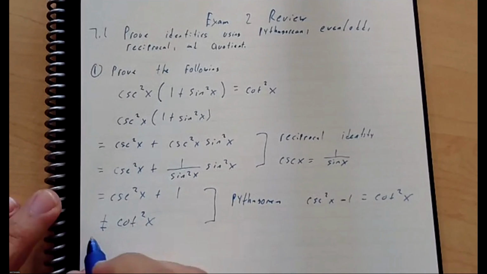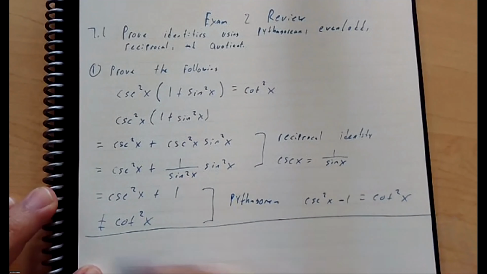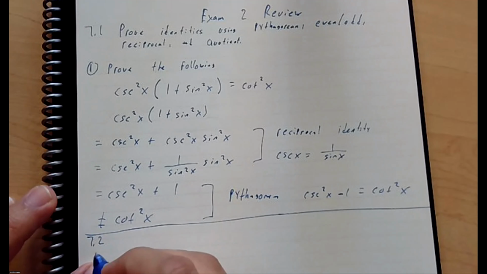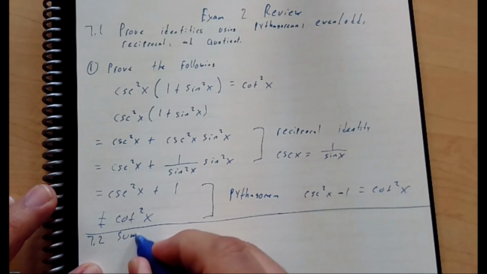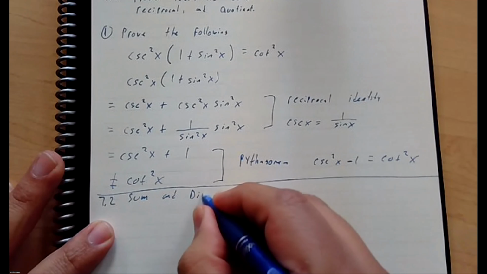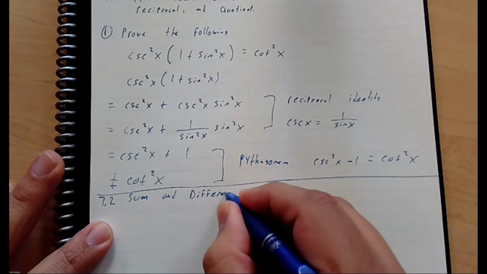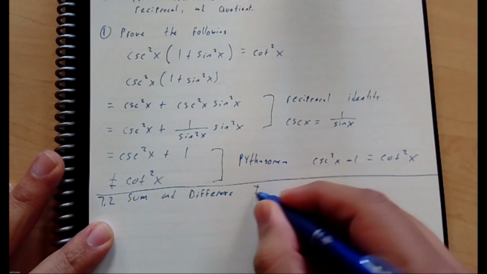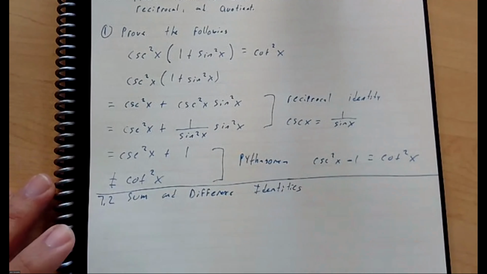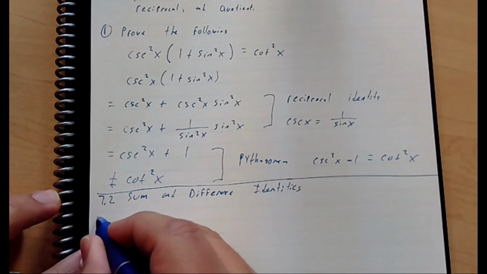7.2 was the sum and difference identities. So you'll have a couple of problem solving type, and then again, prove this. Okay. So number 2, question 2.